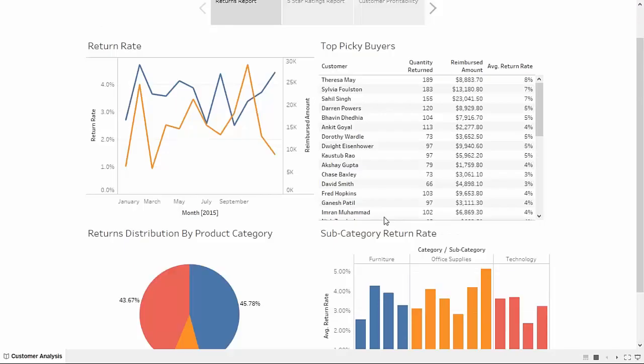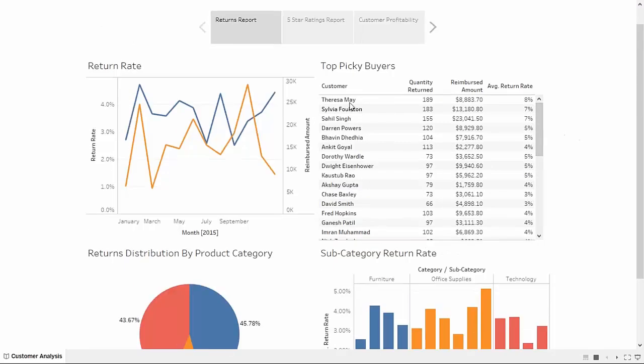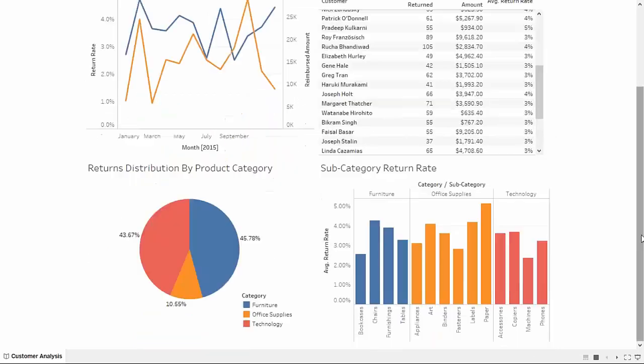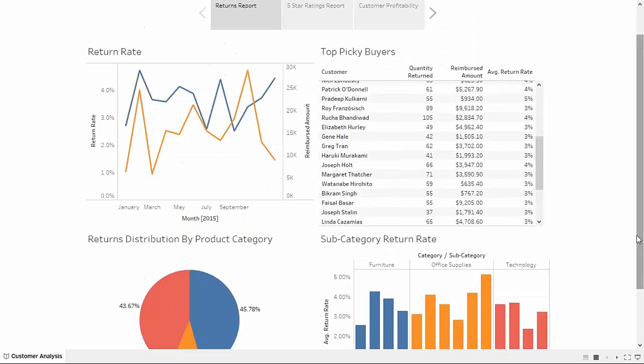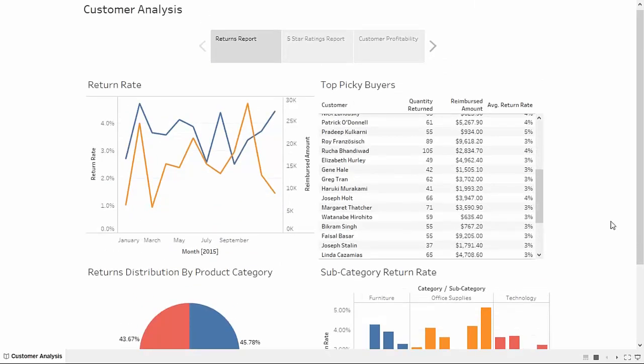You can see the top picky buyers. We decide on picky buyers based on their average return rate across the year, and we see Theresa May and Sylvia Flouston having the highest average rate. This could prove useful in marketing efforts, where customers who are most likely to churn can be identified. We can also determine customers who are most likely to remain loyal.